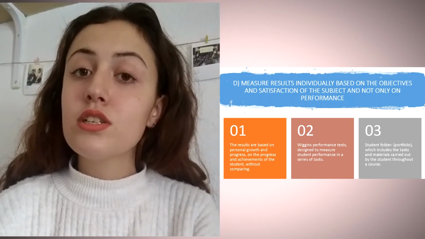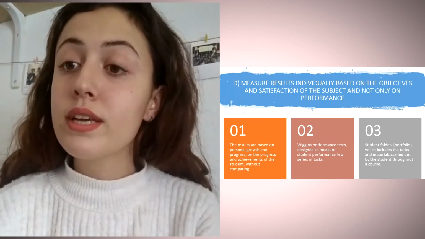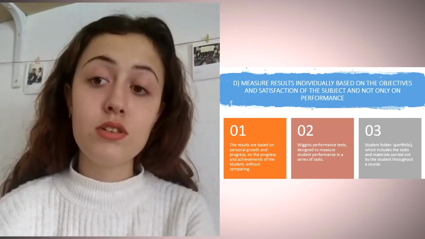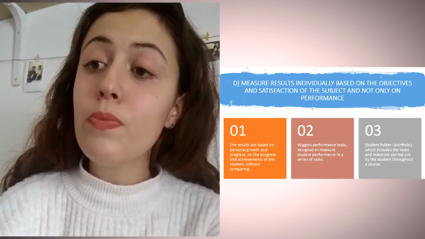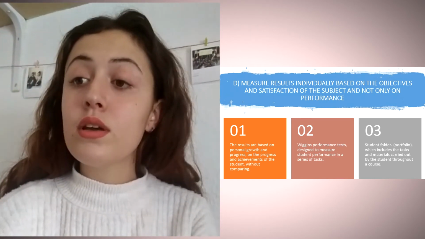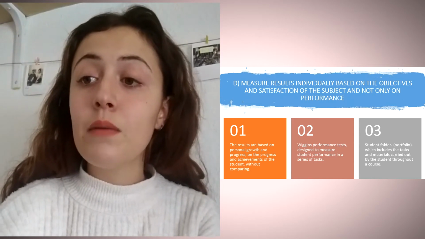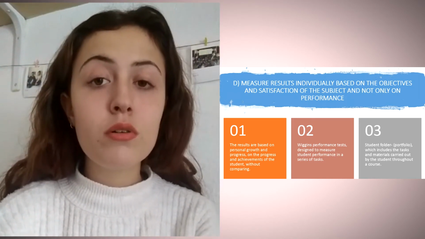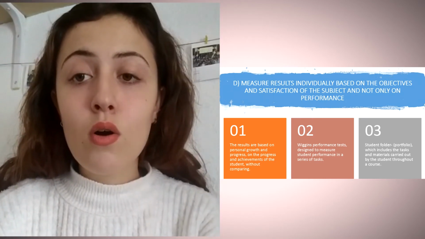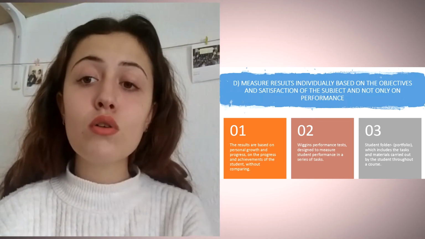This means that you can do 2 kinds. Number 1, Wiggins performance test designed to measure a student's performance in a series of tasks, and number 2, a student folder, in which include the tasks and materials carried out by students throughout a course. You must not compare students. All have our own personal growth and progress.